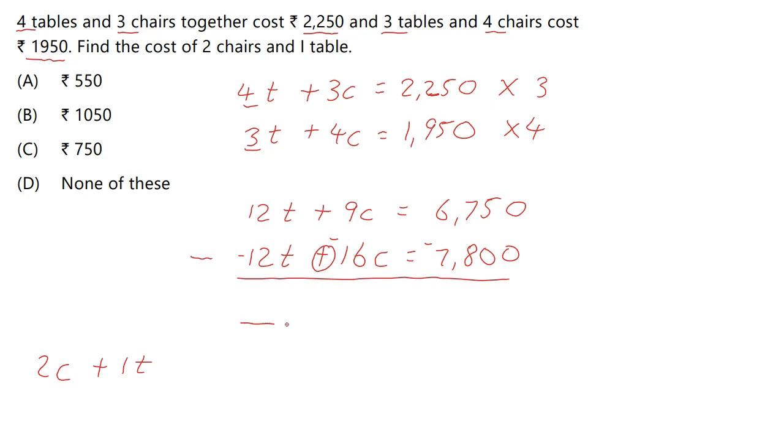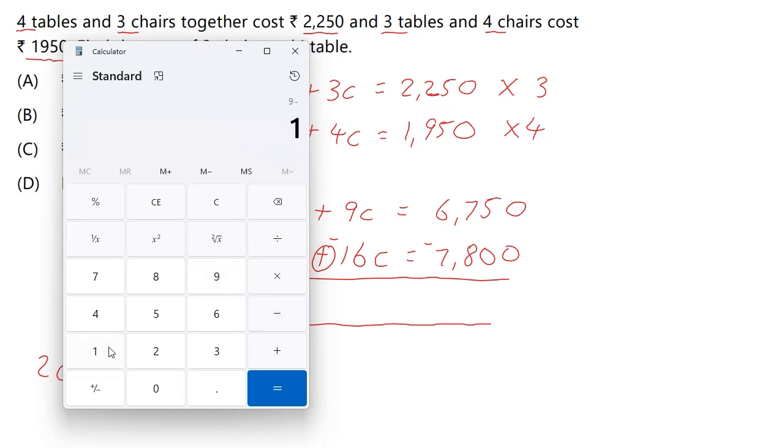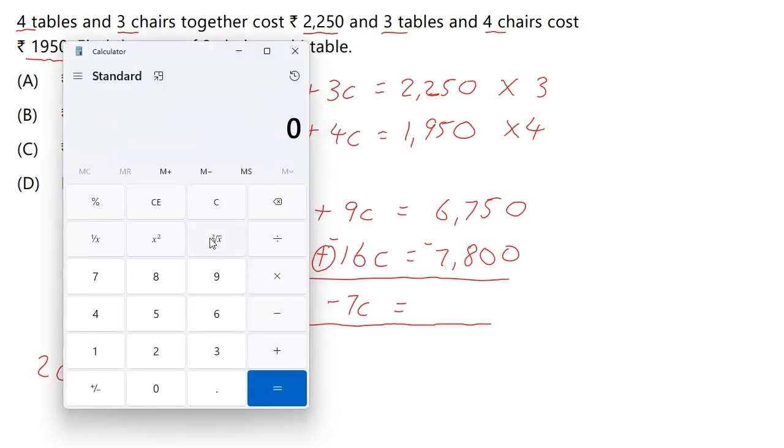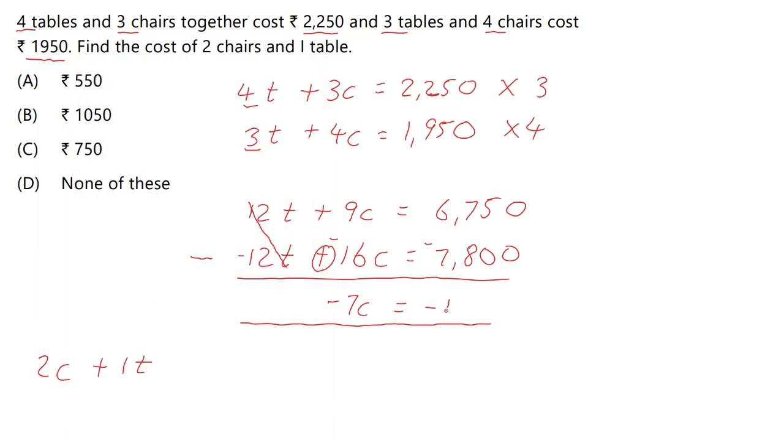And now I'm going to find the difference between these two equations, wherein the t terms automatically eliminate. Now 9c minus 16c. 9 minus 16 gives me minus 7, so minus 7c is equal to 6,750 minus 7,800, which gives us minus 1,050. Now this we can rewrite as 7c is equal to 1,050.